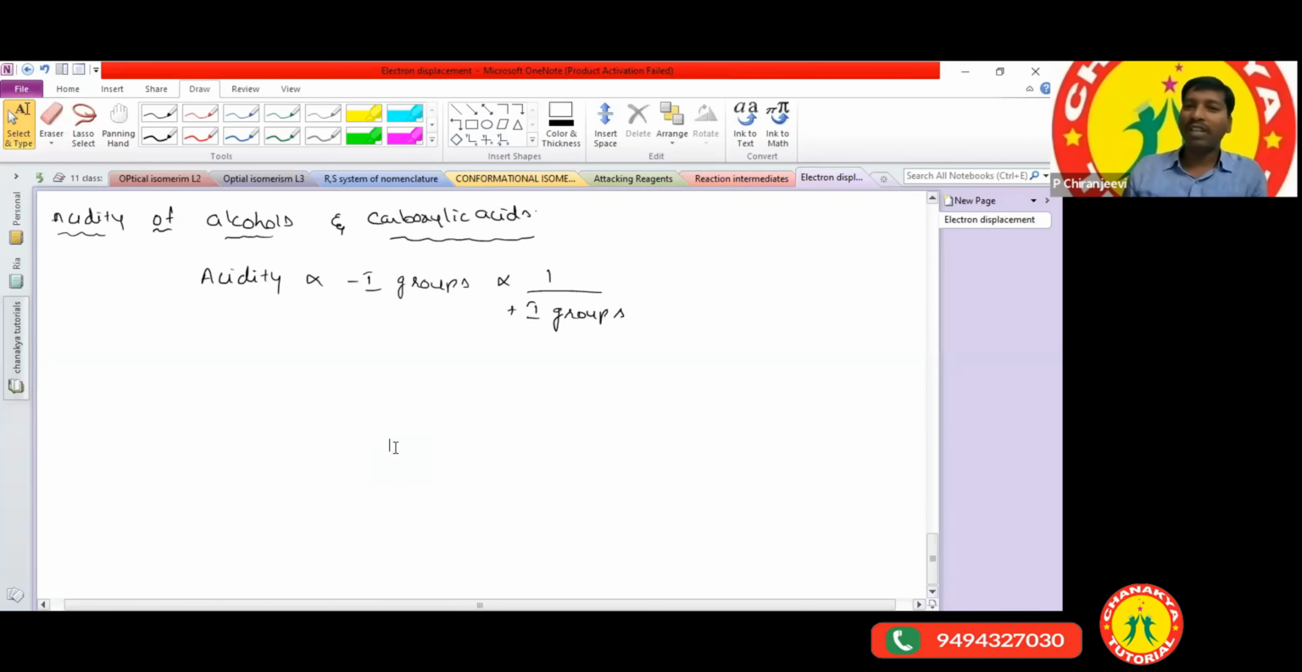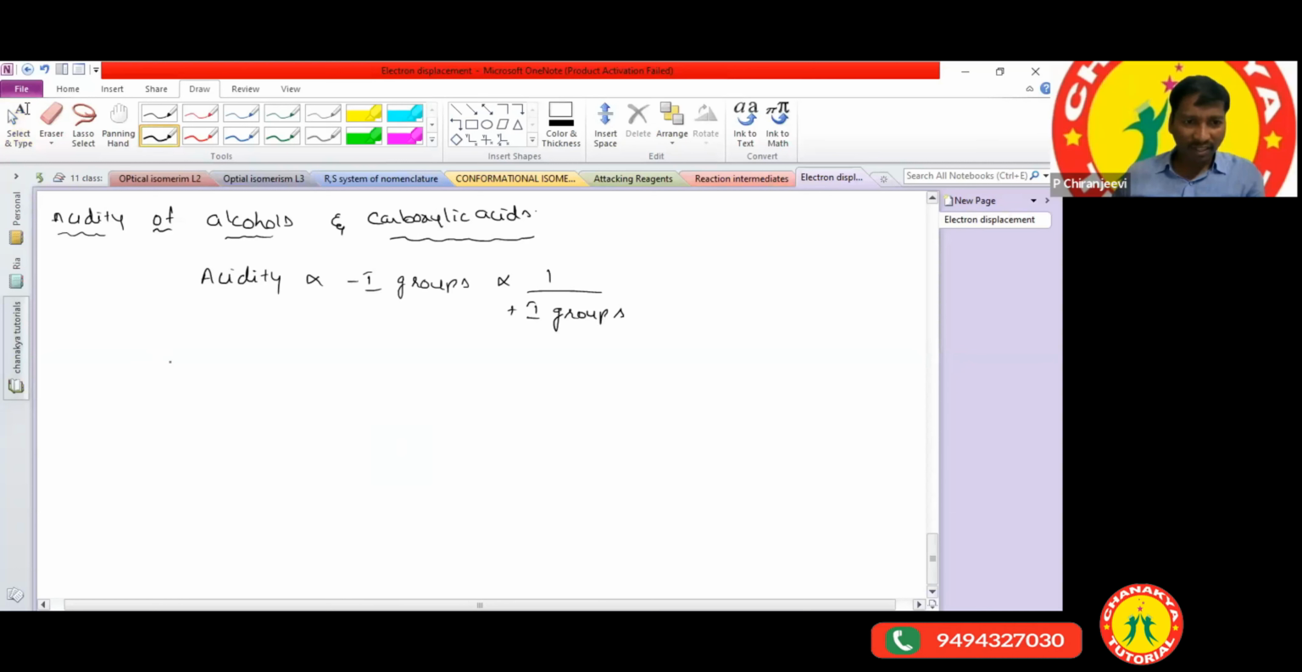Why do alcohols act as acidic in nature? Because they have a tendency to release H plus ions. When they release H plus ions, they also act as acids. But if you compare with the carboxylic acids, alcohols are the weak acids. So what is the best example for that? A simple example.